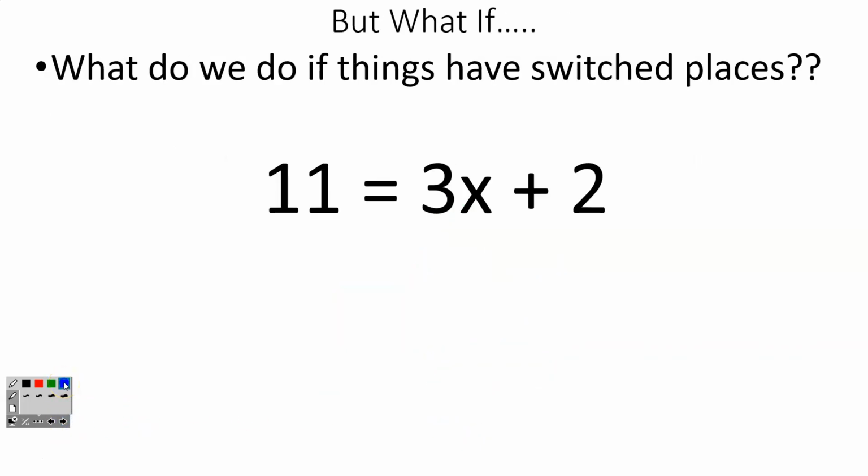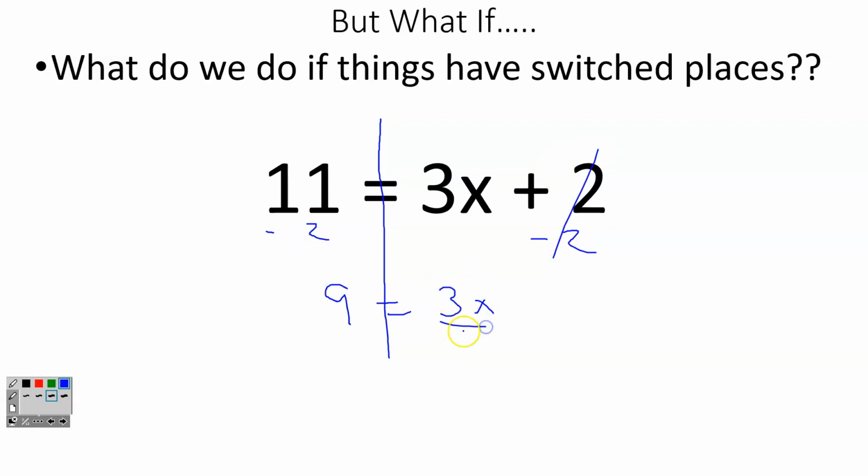But what do we do if things are switched around? Like all of a sudden the variable's on this side instead of this side. I don't know if I can do that. Well, the process is still the same. Draw the fence. You want to get rid of the term that does not have a variable. So that would be over here, just like this. So that gives me a 9 on this side and a 3x on this side.